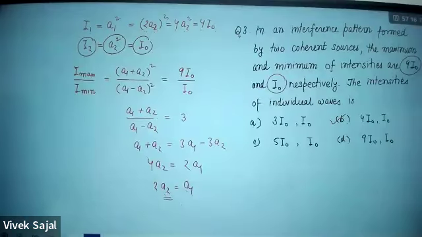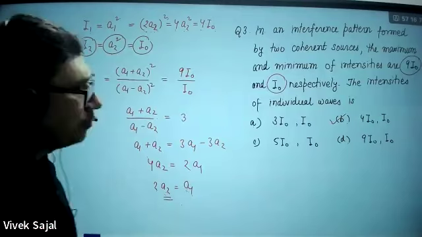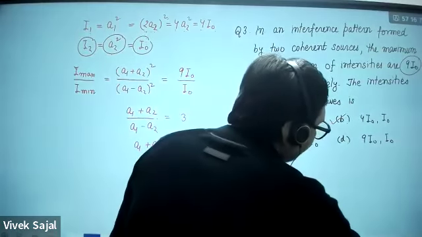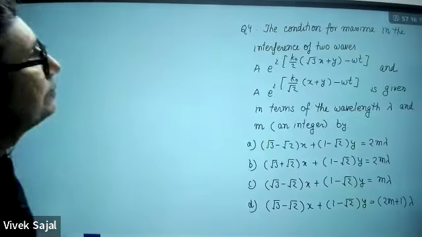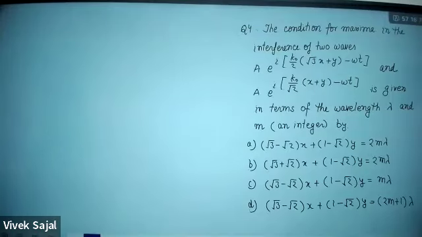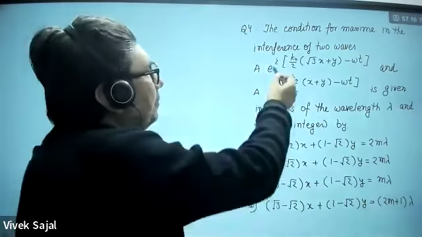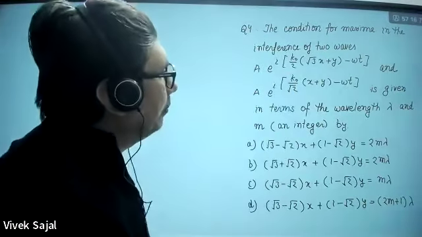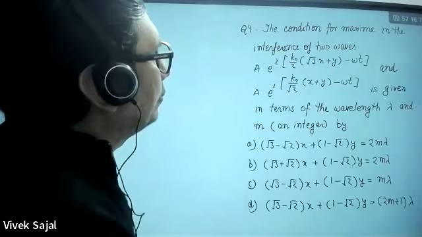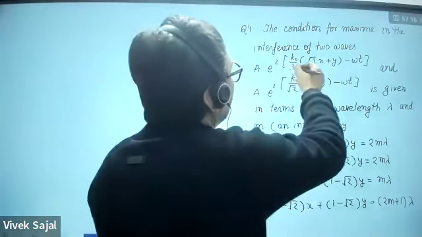Is it clear? Yes, sir. Good. Now go to the next question, beta. The condition for maxima in the interference of two waves. This wave is given, this wave is given. What is the condition of maxima? So again write this one.